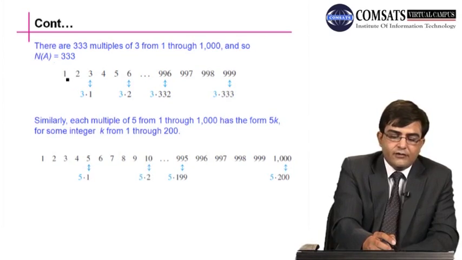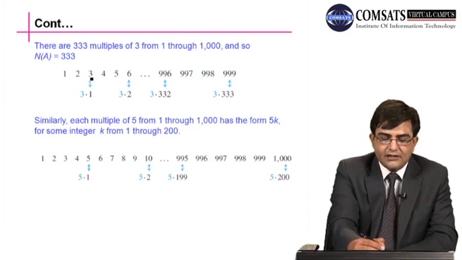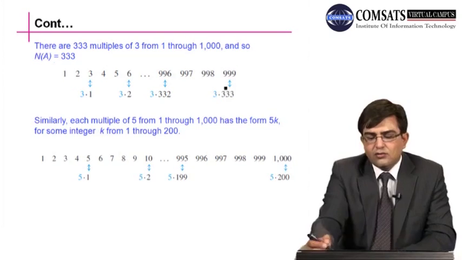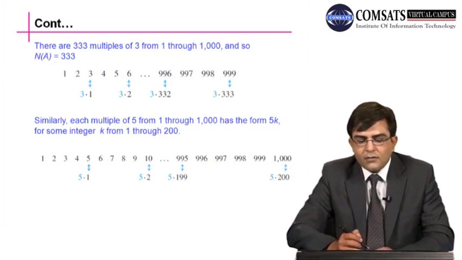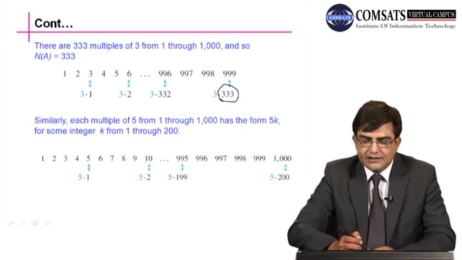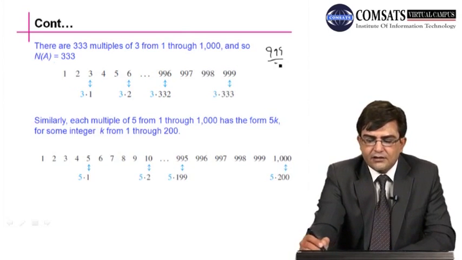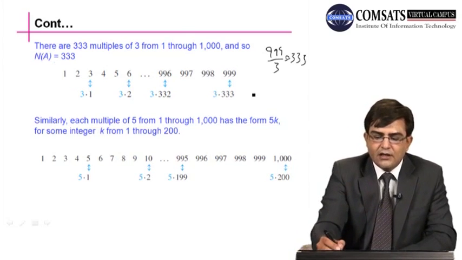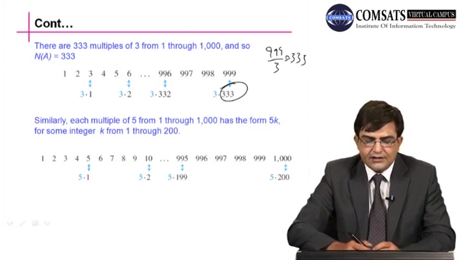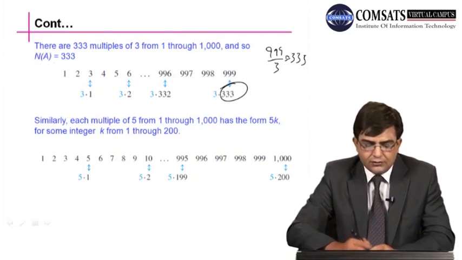If we write from 1 to 999, we can see that every third, 6th, 9th and so on up to 999, there are 333 integers which are multiples of 3, or you can divide 999 by 3, which is 333. So there are 333 integers which are multiples of 3 from 1 through 1000.